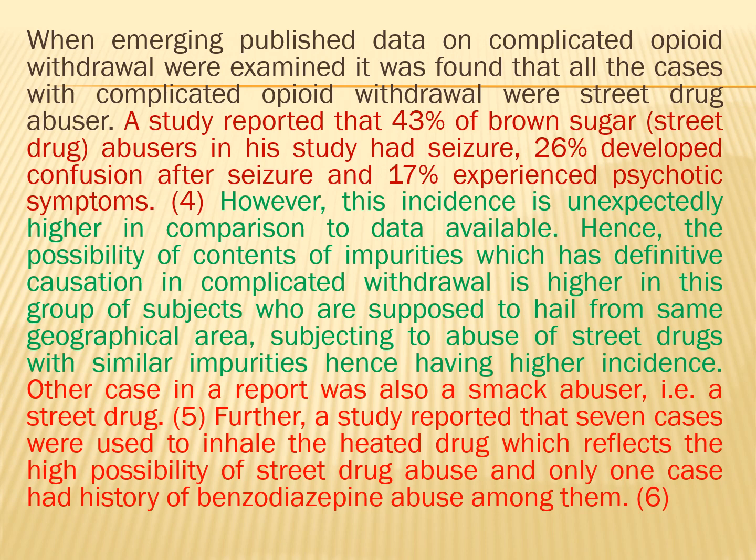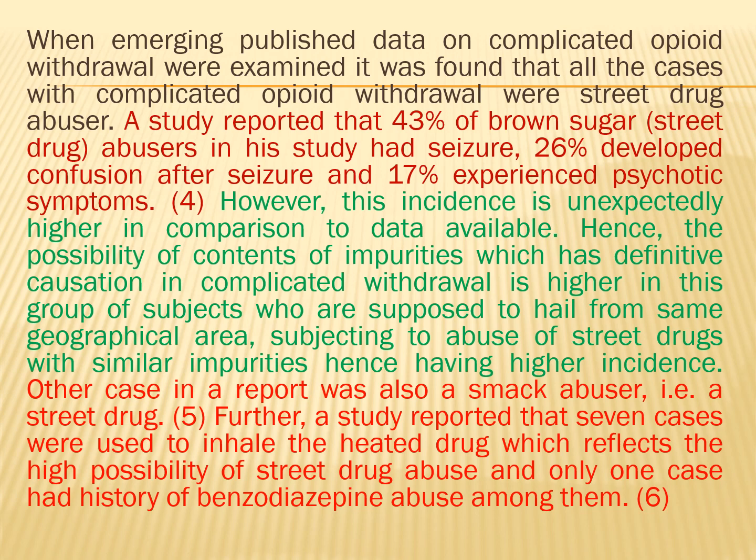Okay. When we looked at all the data, we found that complicated opioid withdrawal occurred in all the cases who were abusing mixed substances, which had some kind of impurities. A study reported that 43% of brown sugar abusers in this study had seizure. This is a big data. The person was abusing raw brown sugar, which had some mixing of other substances, and had seizure. And 26 developed confusion after seizure, and 17 experienced psychotic symptoms.